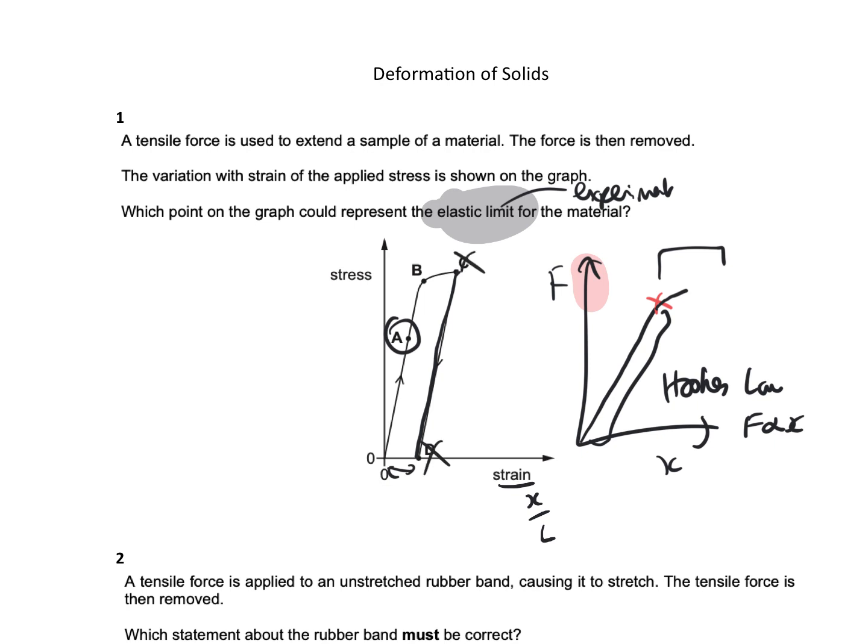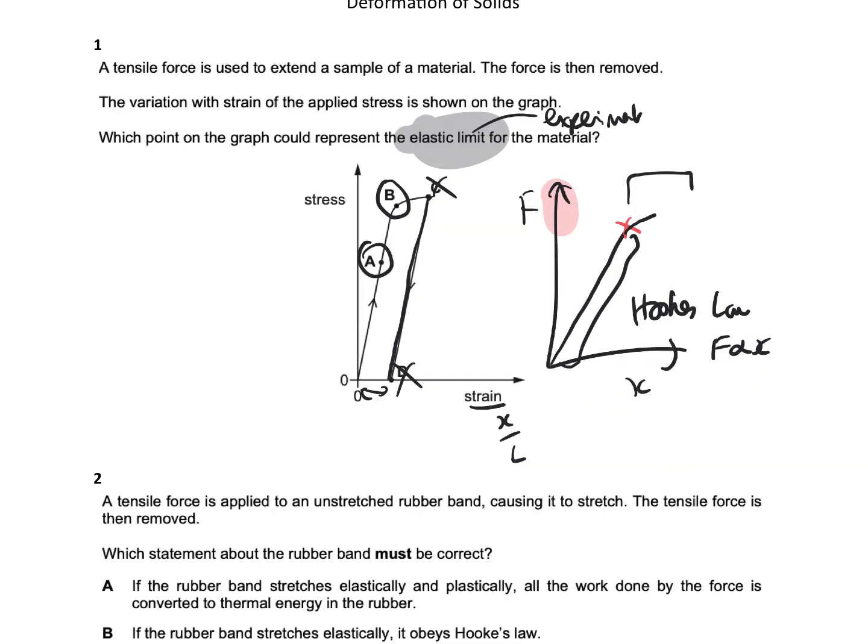D is just crazy down there. I don't know what that's doing. So that just leaves B as our only option for the elastic limit. And just another idea coming from this graph, remember the gradient of a stress-strain graph is the Young modulus, which is symbol E. That's the gradient. And remember, the Young modulus just depends on the material. So it doesn't matter how much copper you have and what you do to it, this Young modulus stays constant.